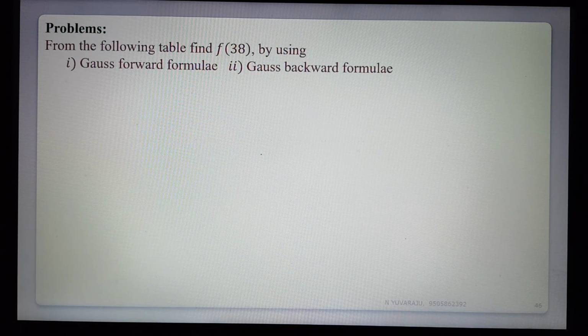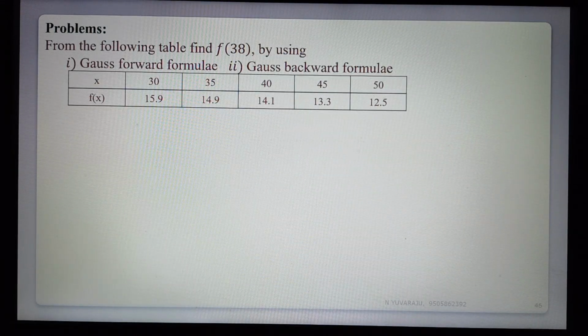See the example. From the following table, find f of 38. To find the function value f of 38, we use the Gauss forward formula and the Gauss backward formula. Using either formula we get nearly the same value; there may be a difference in one or two digits, but both formulas give the same answer. Here the x values are given, and f of x gives the y values.